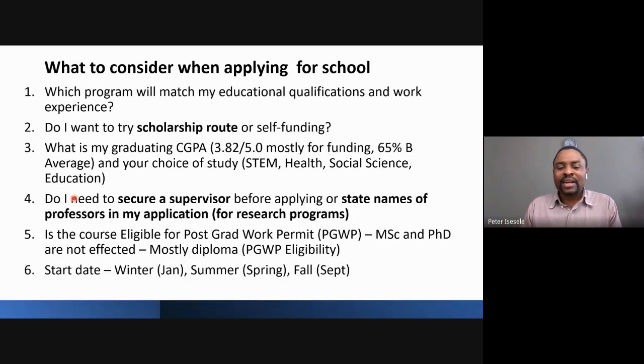In Canada, there are different start dates. We have January start date, which we call winter. We have spring start date, which is May. We also call it spring or summer start date. They are the same. And the fall, it starts in September.